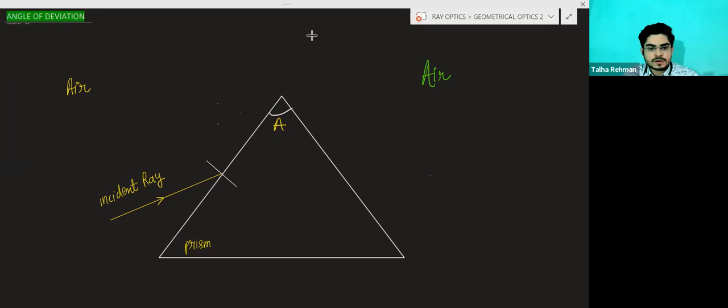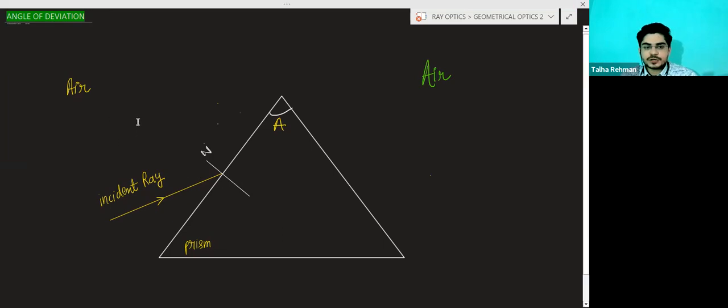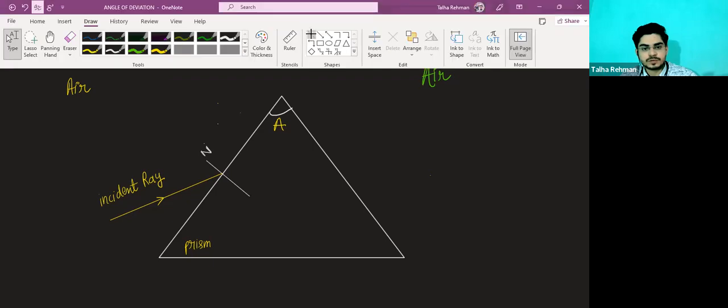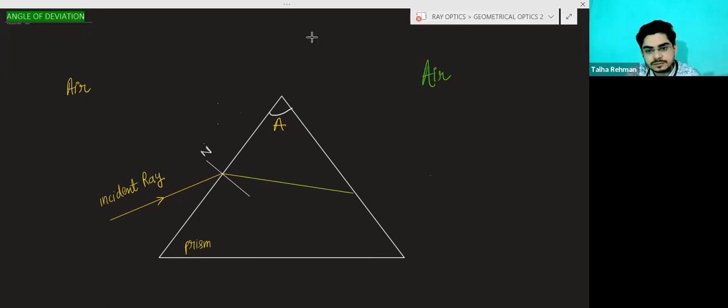So we will draw the normal first like this. This is the normal. Whenever there is a refraction and you have to show the incident and the refracted ray, draw the normal. Okay. So as compared to air, the material of the prism is denser. So this ray of light will bend towards the normal. So it will be like this. This will bend towards the normal like this.